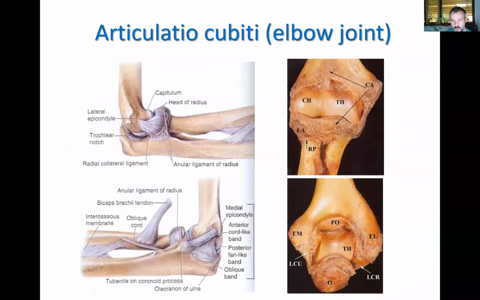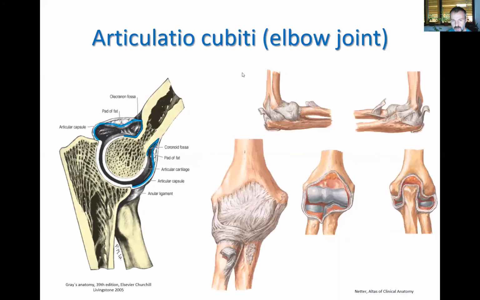Another structure which can be found here, but is missing in many books, is the elbow fat pad. This elbow fat pad, which you can find on dorsal sides here and here, again helps to fill the incongruity, and we can find it in the olecranon fossa and in the coronoid fossa.